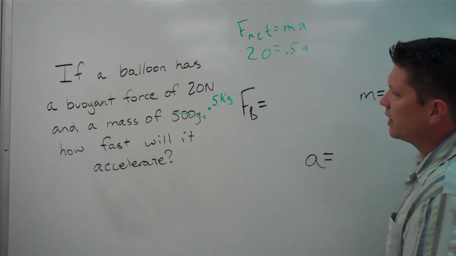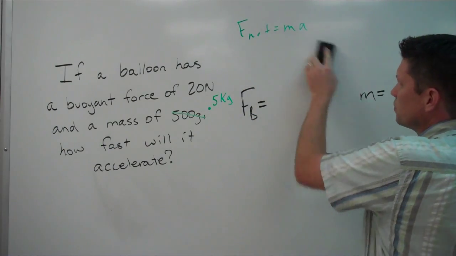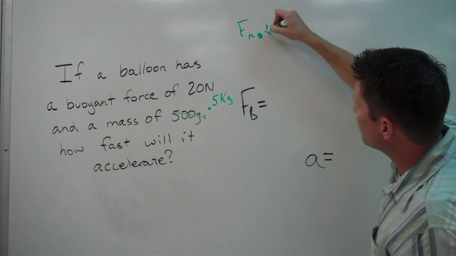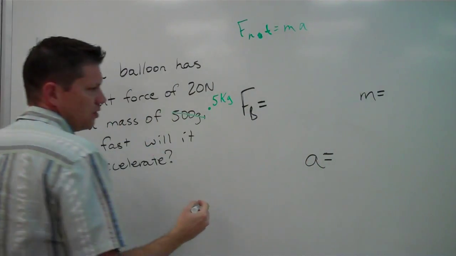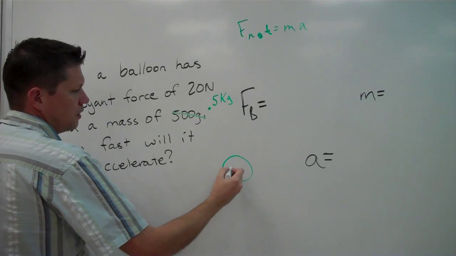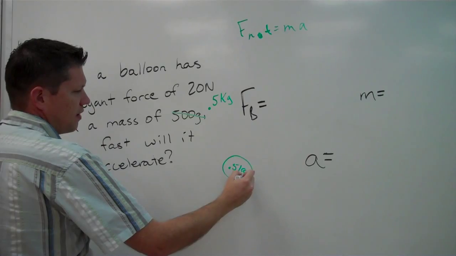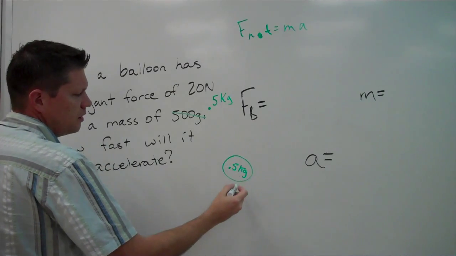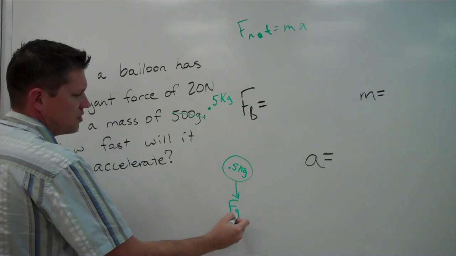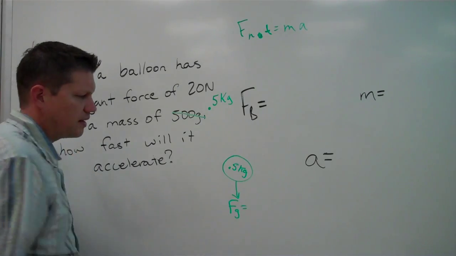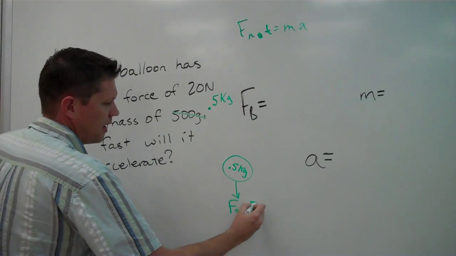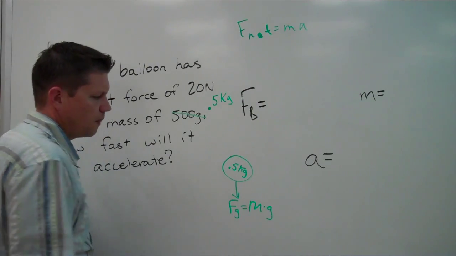The buoyant force is 20. It didn't say the net force was 20. It said the buoyant force was 20. So we need to worry about what forces are acting on this problem. So let's do that with a free body diagram. So here's my balloon, and I'm going to write in 0.5 kilograms. Now we learned that there is a force pulling down, your gravitational force or your weight. And you know how to calculate this by using the formula mass times gravity.